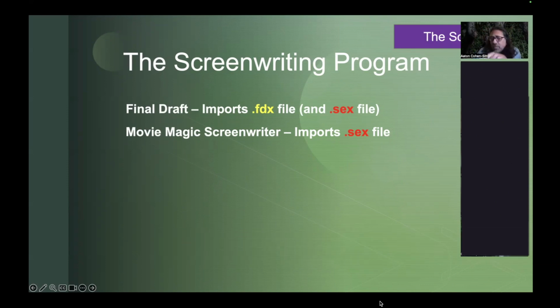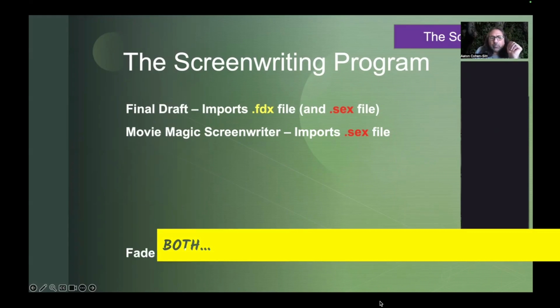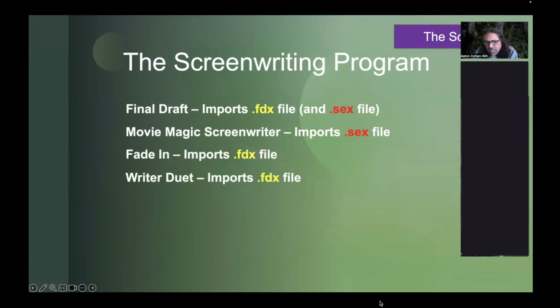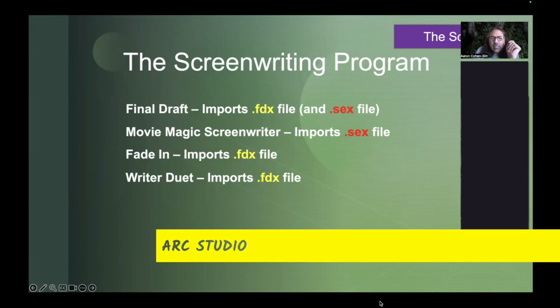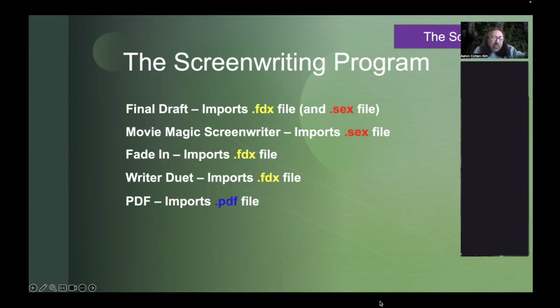Oh, okay. Excellent. Highland Pro. That's not bad. Writer's Duet. Perfect. Both. Nice. And Fade In and Writer's Duet is the next one here on my list. That also uses the FDX file format, so you're totally fine. Oh, Arc Studio. I've heard of that. Okay. And then finally the PDF. So we really have everything covered. What we are going to talk about basically is the FDX file format. Okay, but we will touch upon the others.